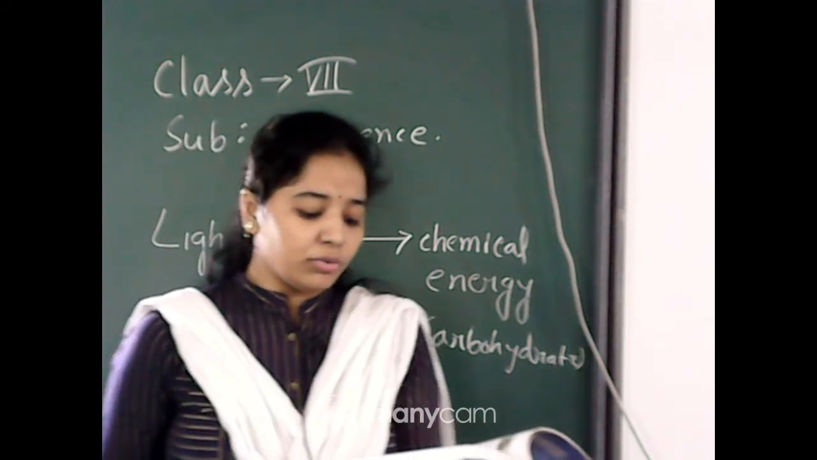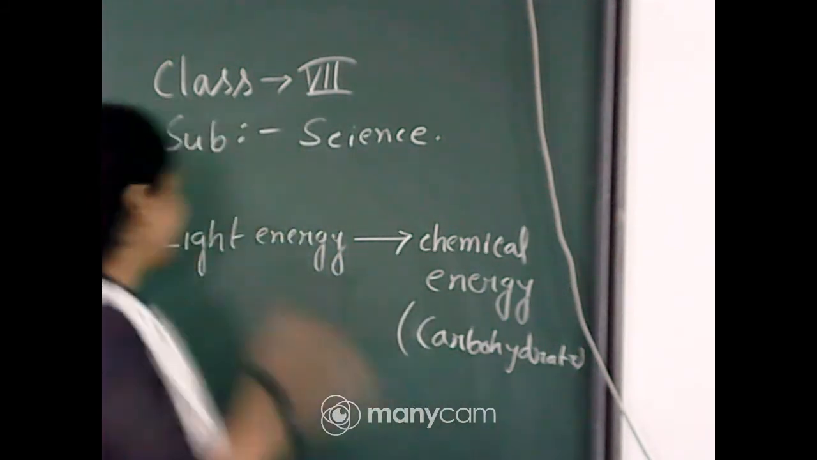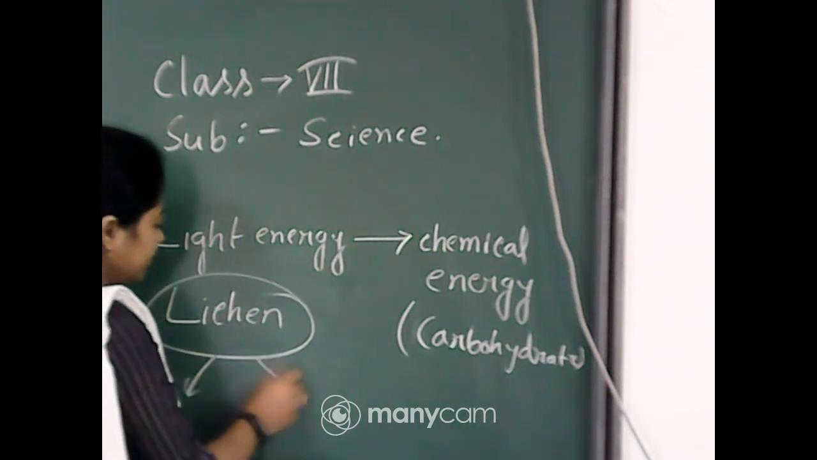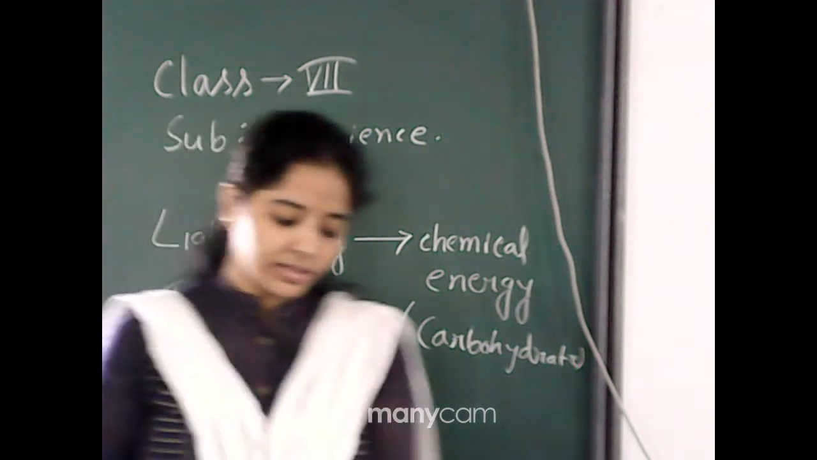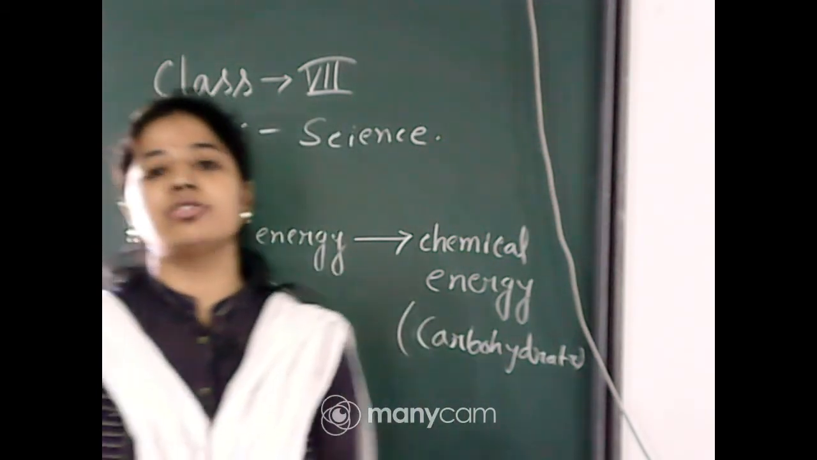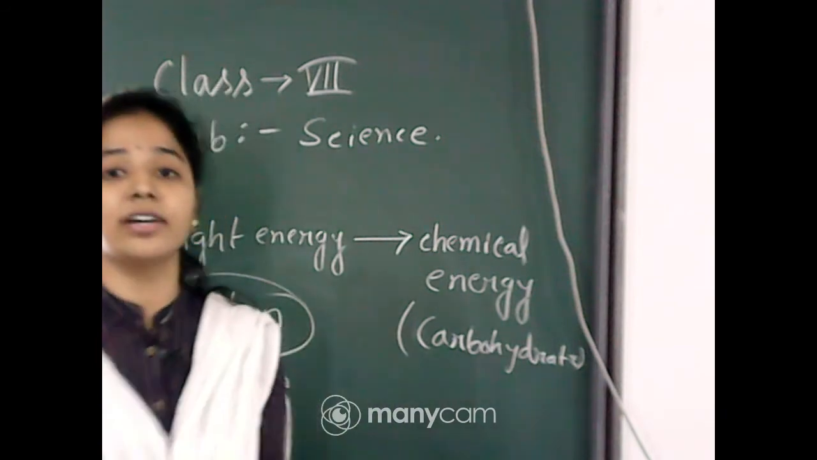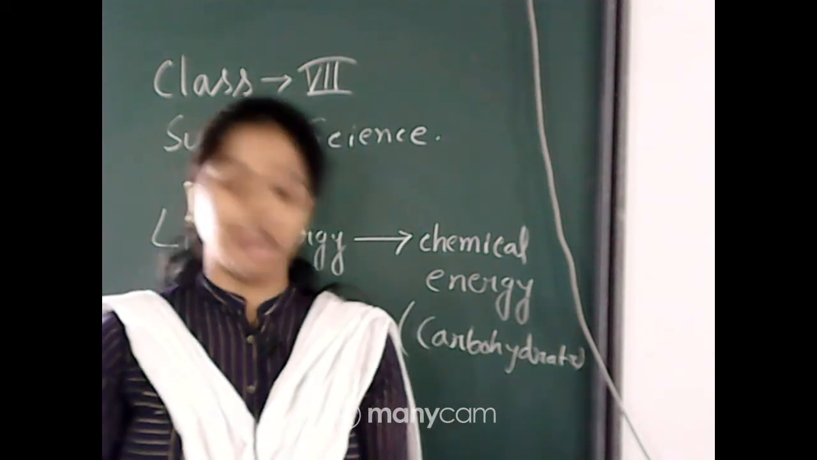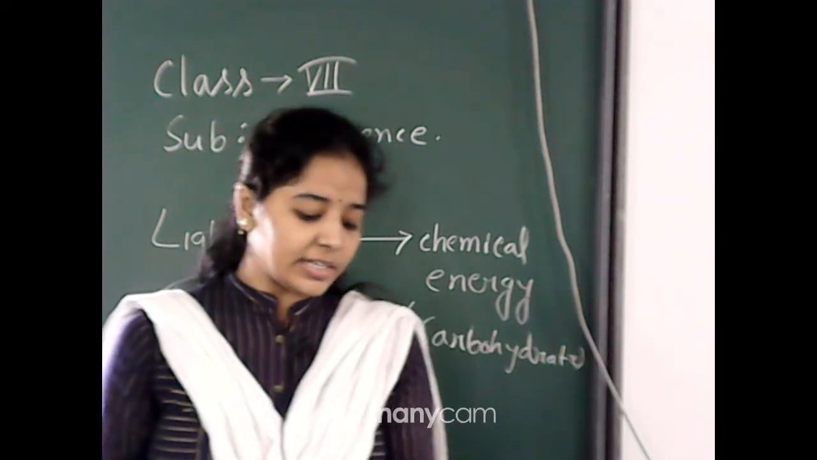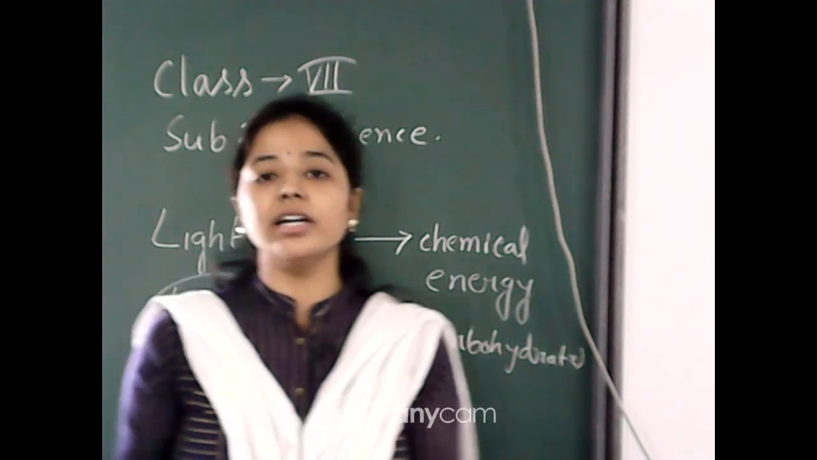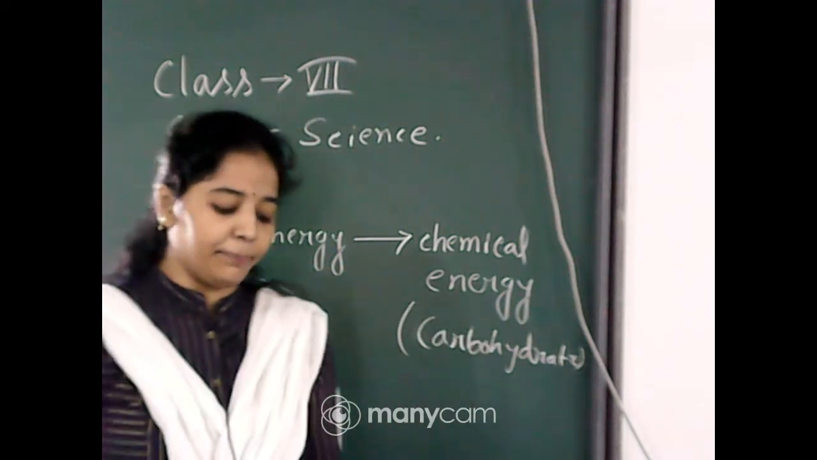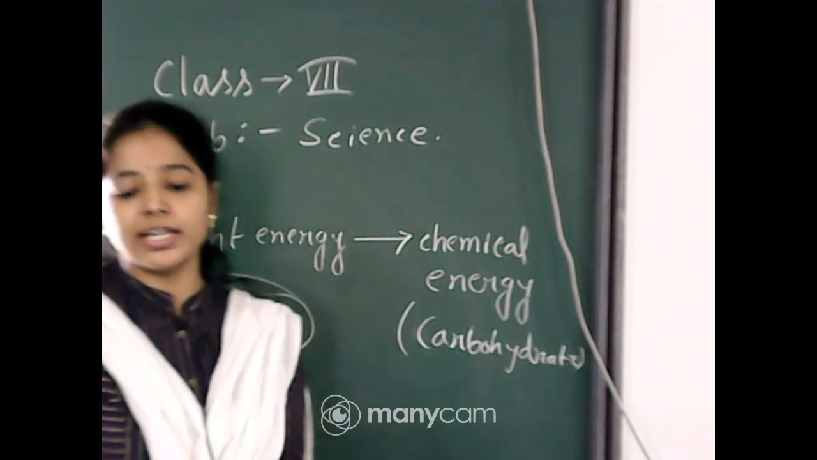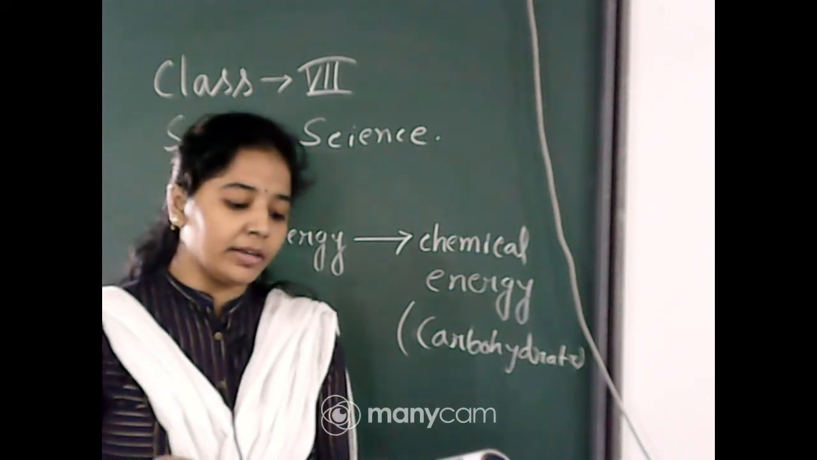You know such an association called lichen. Lichen is an association between algae and fungi. That means algae and fungus live together, and what they actually do is the fungus provides shelter, water and minerals to the algae, and in return the algae prepare and provide food for the fungi. So these are the important things you have to keep in mind.